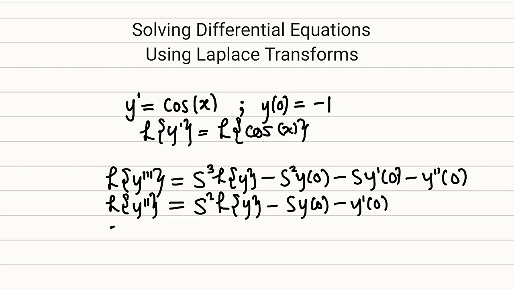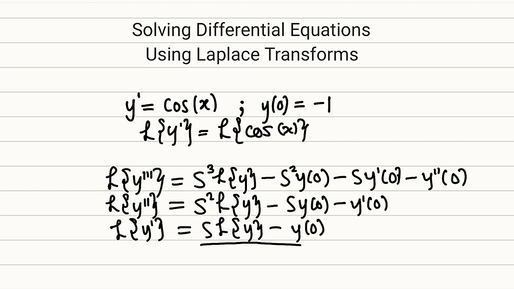And if you want to take the Laplace transform of only y prime, this is equal to s because the order is 1, multiplied by the Laplace transform of y, then minus, s will vanish. We have only y of 0. All right, so now you can see that the Laplace transform of y prime is equal to s multiplied by the Laplace transform of y minus y of 0, which we have to substitute here to the left.